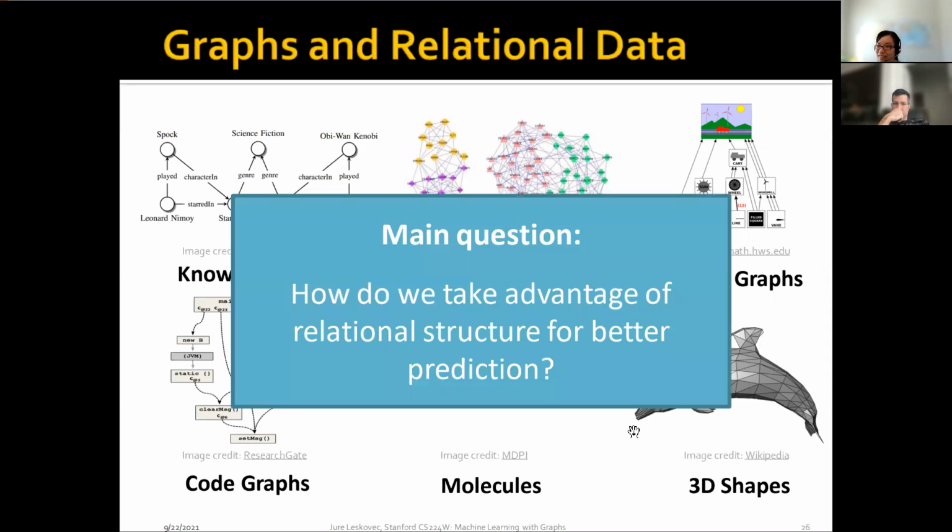So these are many applications of graphs, and lots of knowledge can be represented in graphs. So the main question is, how do we take advantage of relational structures for better prediction?